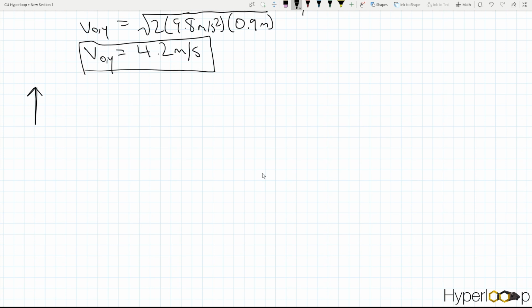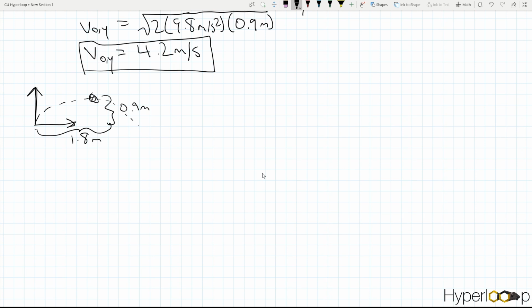But now we also want to find out how hard we need to shoot it in the x direction, and what's the limiting factor there. So like we said before, we've got this arc, and we've got our goal up here, and it's 0.9 meters, and it's 1.8 meters away. So if we shoot something up at 4.2 meters per second, we need to figure out how hard we need to shoot it in the horizontal direction in order to get to this point right here.